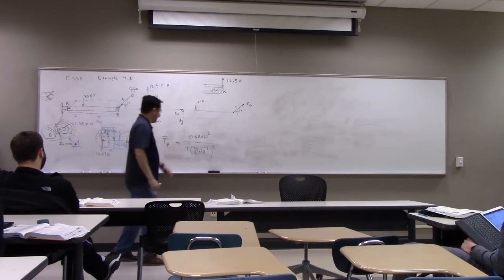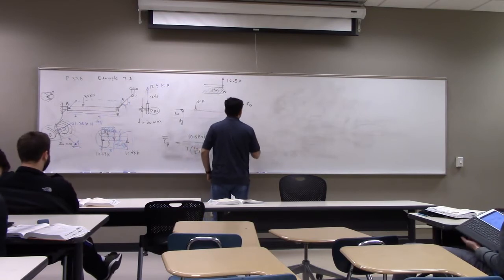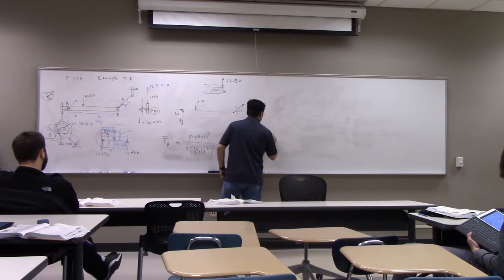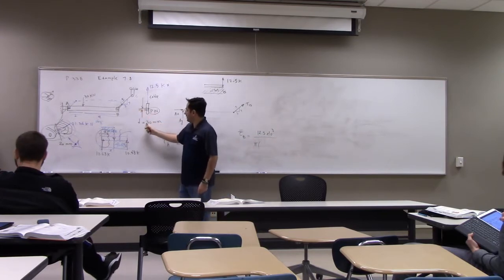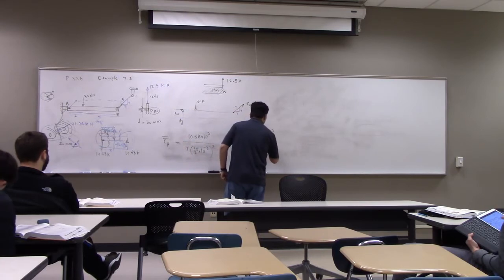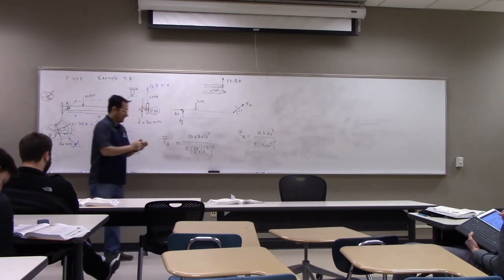So how can I find the stress? I say tau average at pin B is equal to 12.5 × 10³ divided by area. Now the cross-section area for this, the diameter is 30. So you say pi times 15 × 10⁻³ radius squared. That's it.